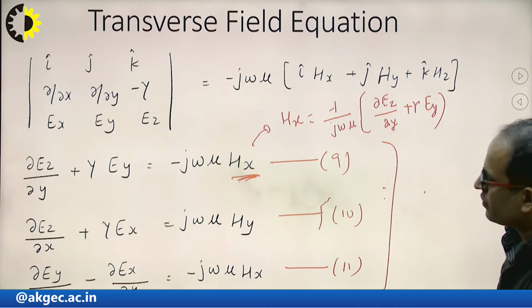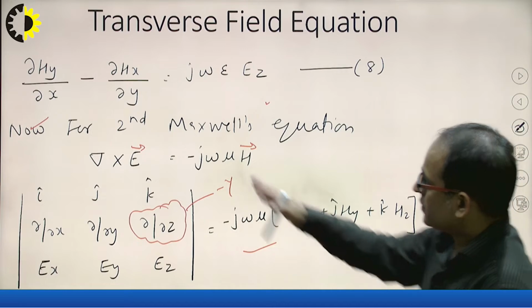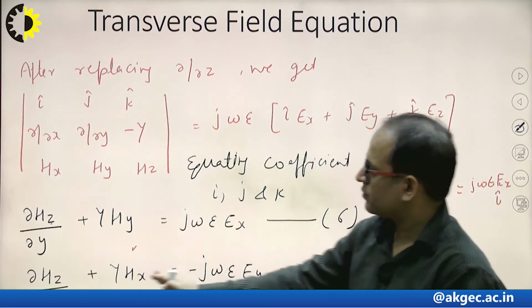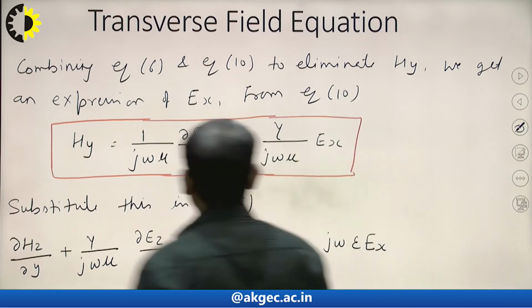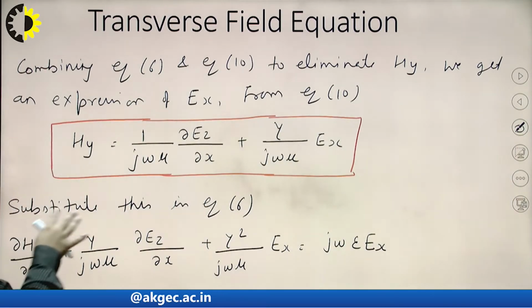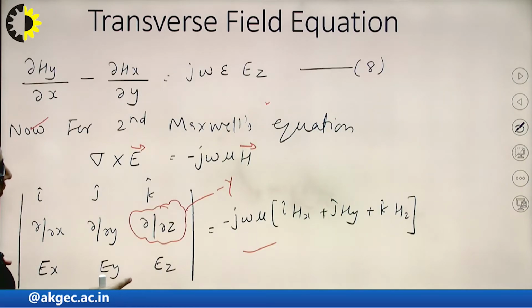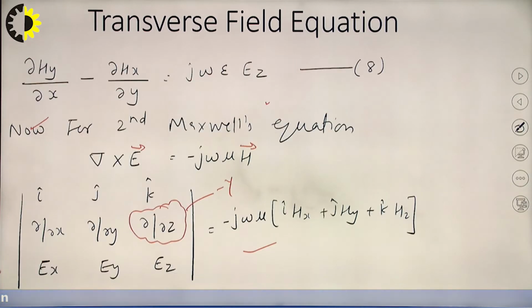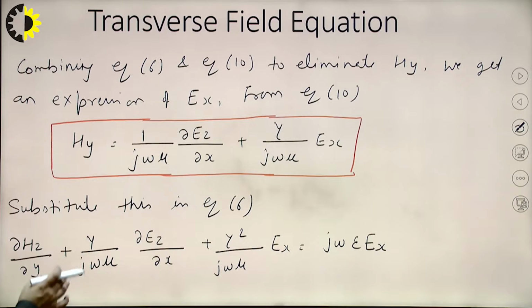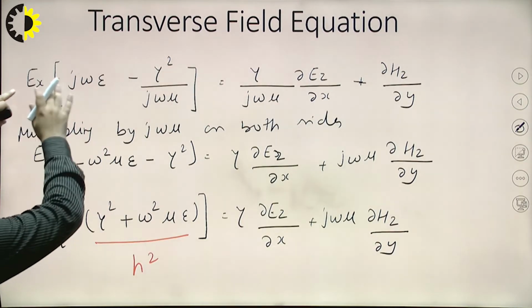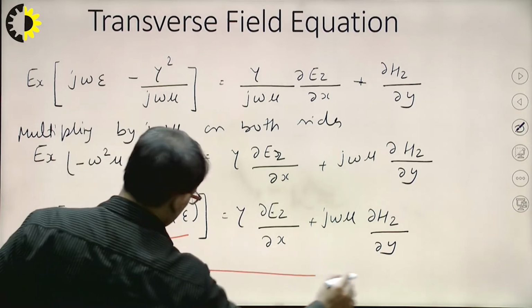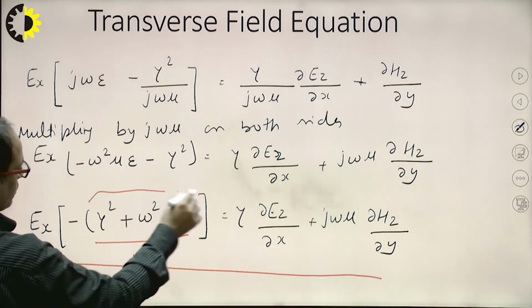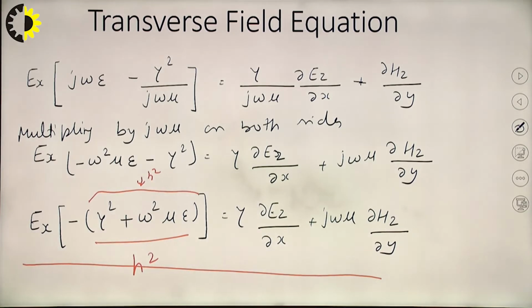On putting this value of the equations of Hx and Hy in these equations, you will get what? This one is what? Hy. On substituting in equation number 6, and equation number 6 is this. Put the value of Hy here, and when you put this value of Hy here, you will get this one. On solving this equation, multiplying omega mu on both sides, ultimately you will get this equation, and this equation is equal to h square, as we have told you in the starting.